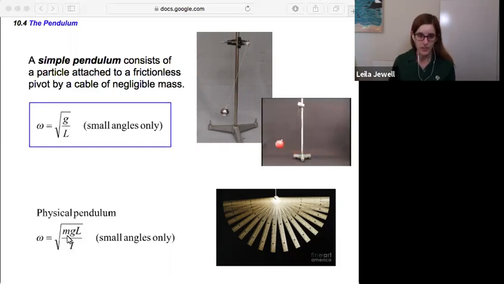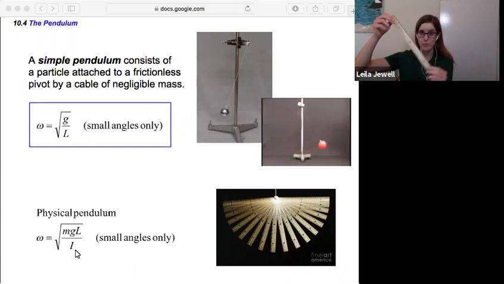So we calculate with the square root of m, the mass of the object, times g, times the length of the object, divided by I, the moment of inertia. So now we're paying attention to the fact that this is a rigid object rotating, not just a particle rotating at some distance, but the whole object itself is rotating, so our moment of inertia does come into play.